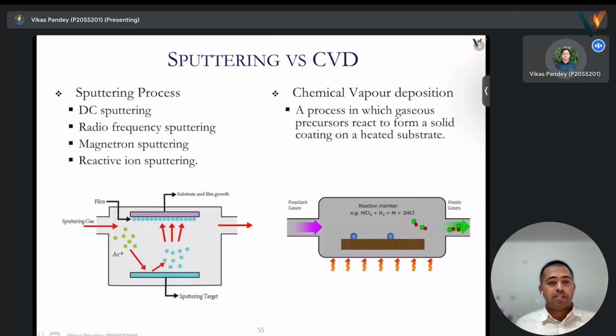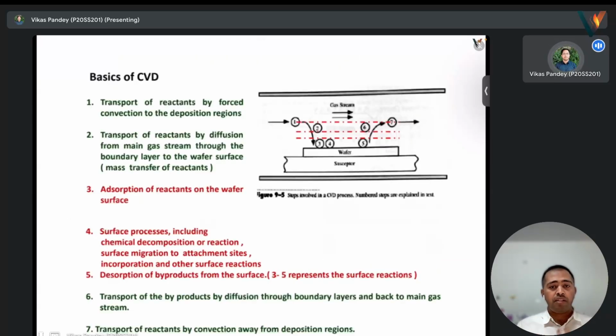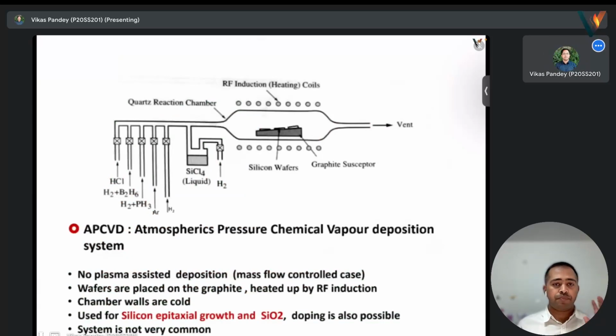Now comes the CVD process. We have seen how sputtering occurs. In case of sputtering and thermal evaporation, we might not be able to get the material that we wish. So we go for chemical vapor deposition, where chemical processes are used to do the deposition. Chemical reactions take place and then deposition happens. The reactants are adsorbed on the surface, the reaction occurs, the byproduct moves out, and the material remains there. That is the process of CVD.